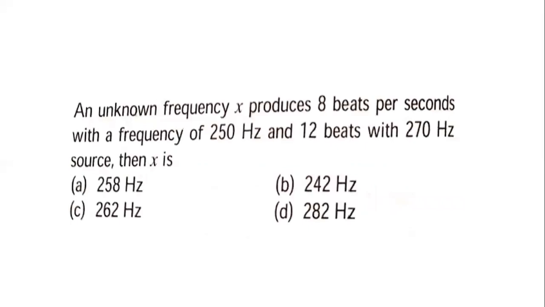Let us go to the next question. An unknown frequency x produces 8 beats per second with a frequency of 250 hertz and 12 beats with a 270 hertz source.